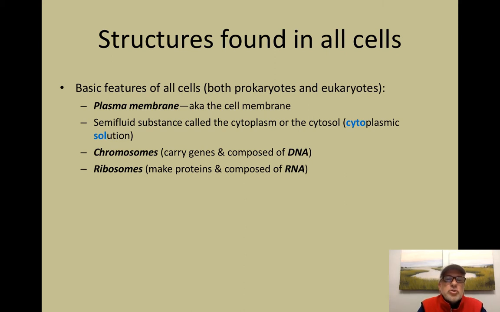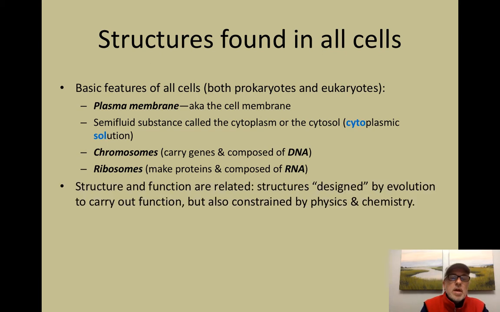Next are chromosomes. All cells have chromosomes. These chromosomes carry genes, and they are composed of DNA. And the next are ribosomes, and the ribosome is the site of protein synthesis, which you're going to find out is key to the expression of genes. And ribosomes are made of RNA and also of proteins.